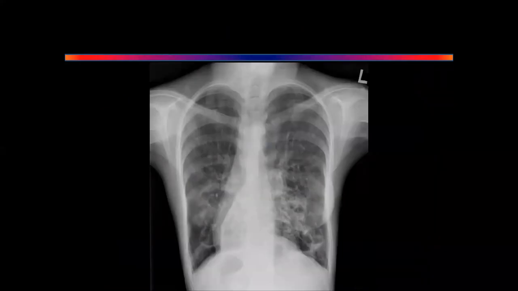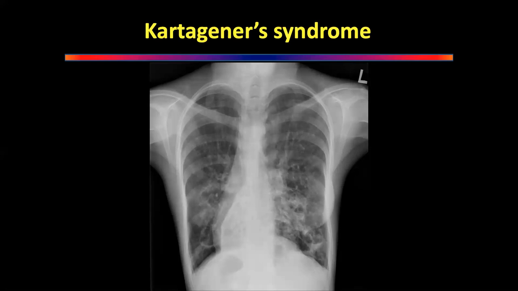All right, what is this spot diagnosis? It happens in families. It's a familial, genetic condition. It's also associated with infertility. Yes, sir. This is Kartagener syndrome, okay?